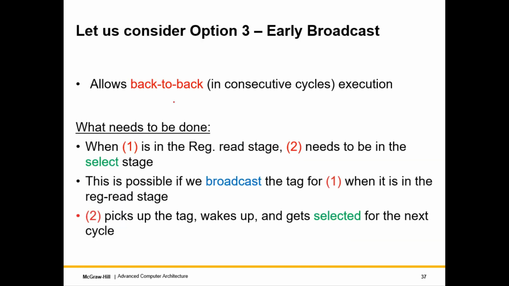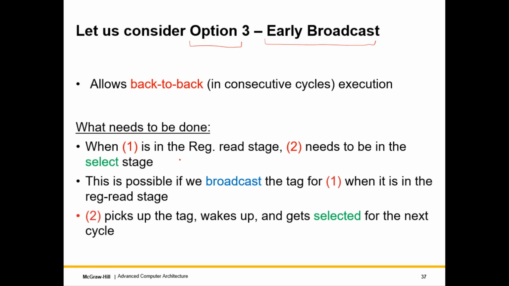So, what is the option that actually worked? It is early broadcast. This allows back-to-back execution, which means execution of dependent instructions in consecutive cycles. It does allow this to a certain extent. We will see why to a certain extent when we discuss later ideas.